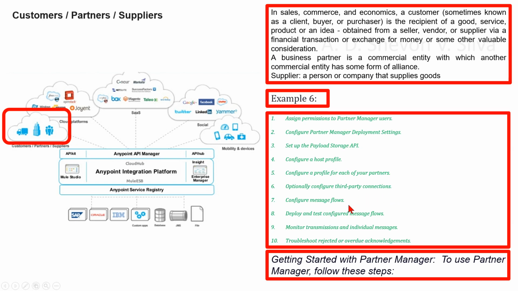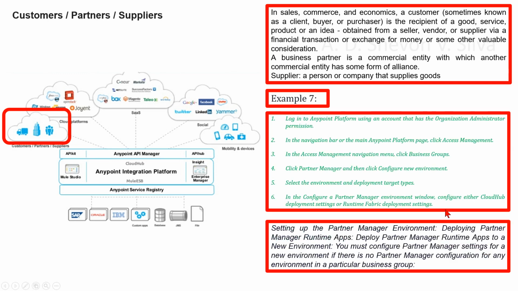Optionally configure third-party connections. Configure message flows. Deploy and test configured message flows. Monitor transmissions and individual messages. Troubleshoot rejected or overdue acknowledgements. Now we are considering deploying Partner Manager runtime apps to a new environment.